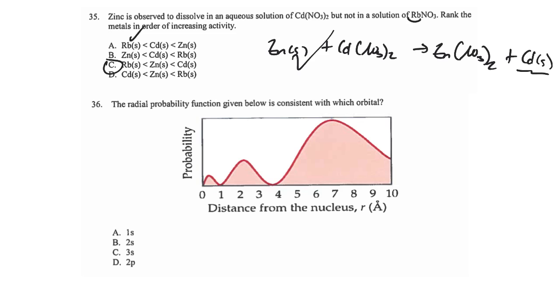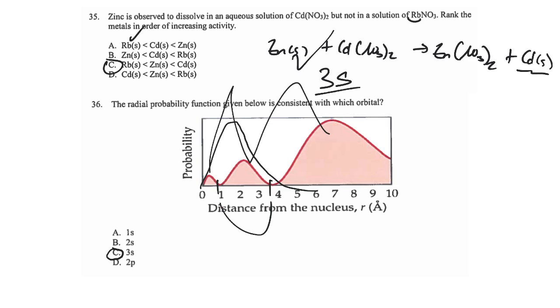36 shows us a probability function for which orbital. Okay, so a 1s orbital has one peak, no nodes. A 2s has a node and two peaks. So the number of peaks is actually telling us the n value here. So this is going to be a 3s orbital. Okay, so a 3s orbital should have 2 nodes. So 2 radial nodes for a 3s orbital.